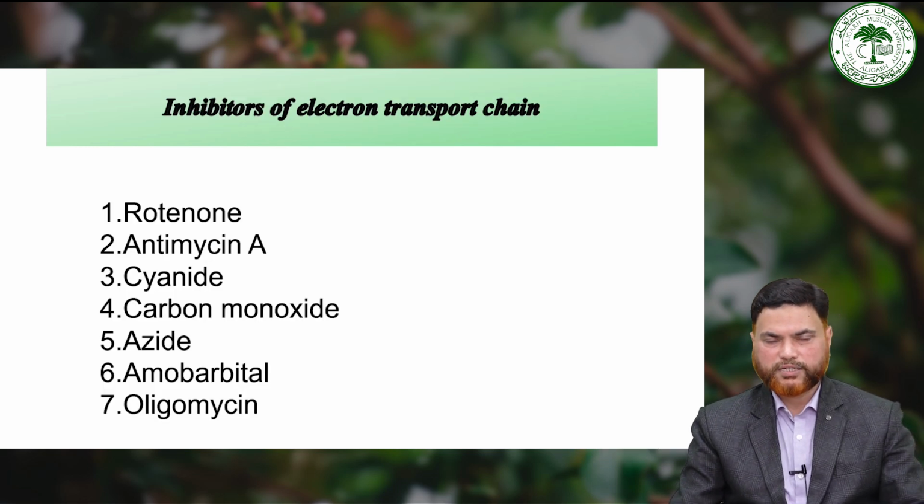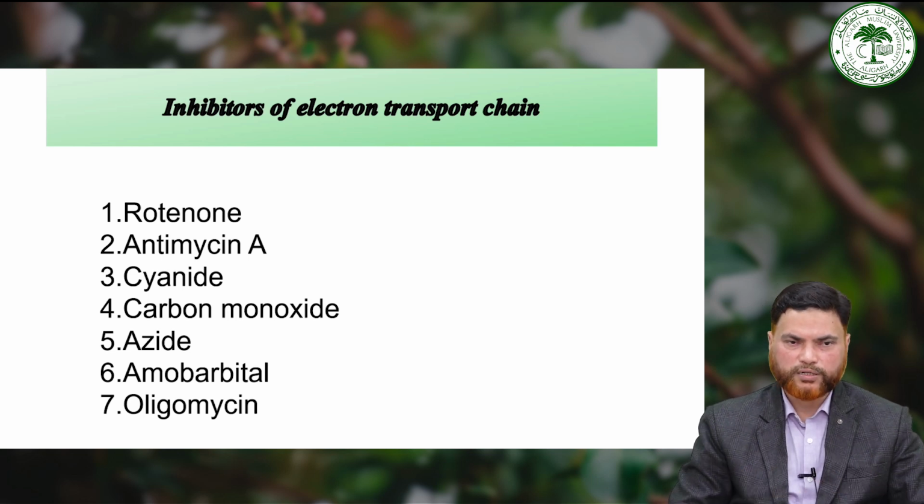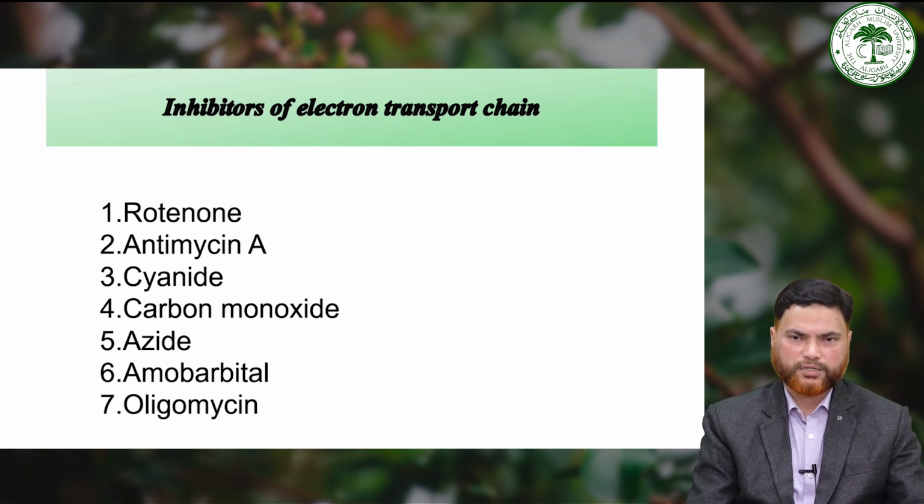Now, these are the various inhibitors involved in the electron transport chain. I will discuss one by one. One is rotenone. Rotenone basically inhibits complex 1. So, you must note at this point which specific electron inhibitor is inhibiting which complex. Rotenone inhibits basically complex 1 of the electron transport chain. Generally it binds to the ubiquinone binding site, preventing the transfer of electrons from NADH to ubiquinone.